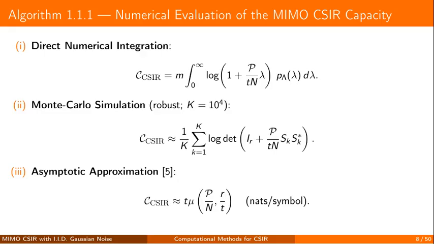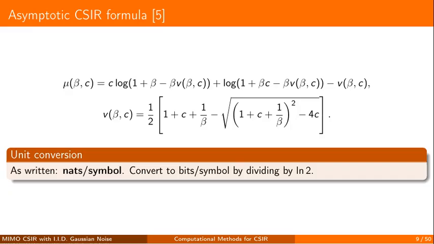Evaluate the log determinant expression for each, and take the average. The third is an asymptotic approximation, derived by Tulino and Verdú in the regime of large antenna arrays. It expresses the capacity as a closed-form function of just two parameters: the signal-to-noise ratio and the ratio of receive-to-transmit antennas. Let me describe what this asymptotic function looks like.